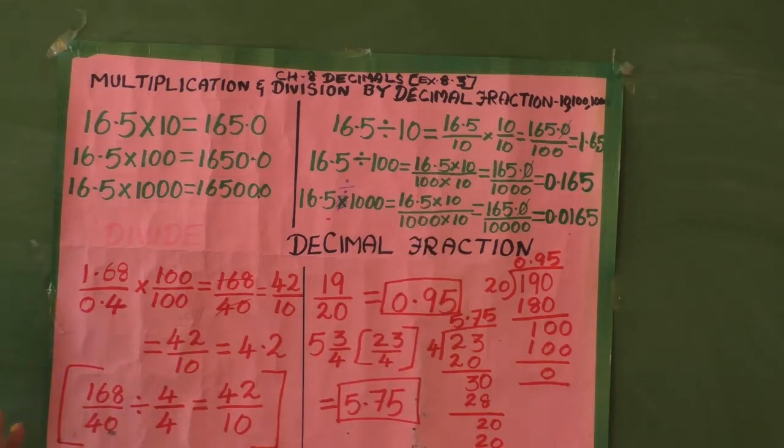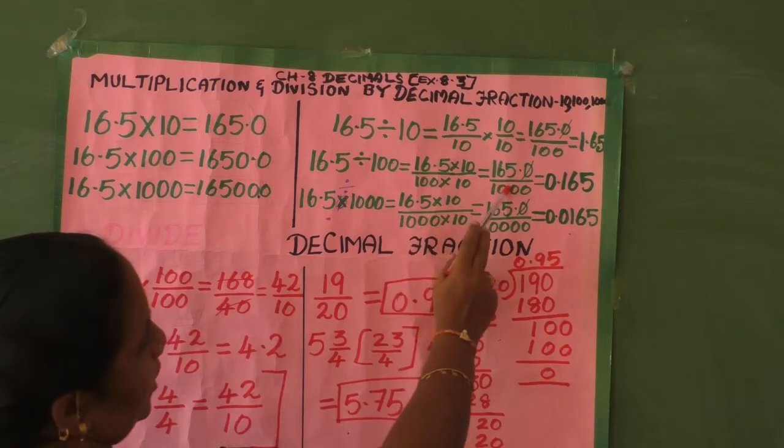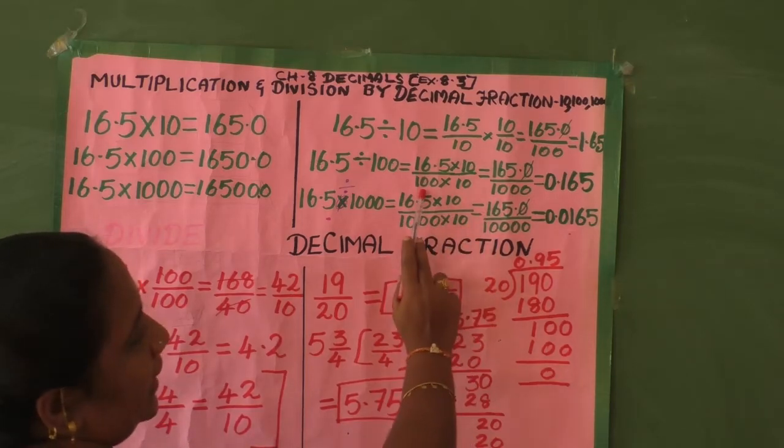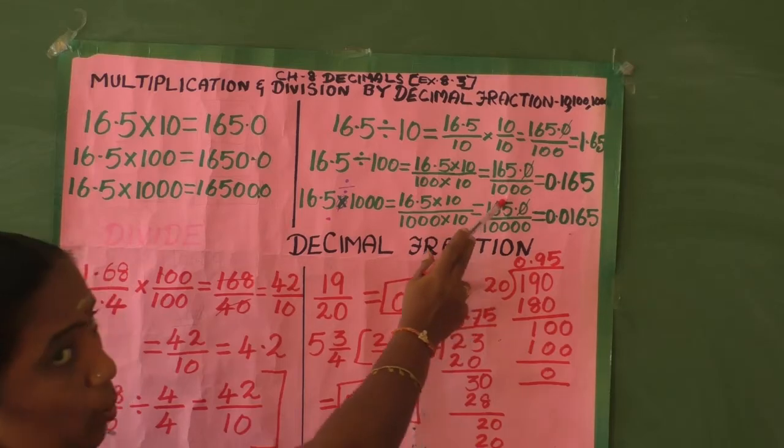Suppose after the decimal point you have 2 places, then we can multiply by 100. If you have 3 places after the decimal point, you can multiply by 1000. Then only you can make a whole number easily. So 10 by 10 means, as usual, 165 by 100. We are going to divide by 100, so 100 into 10 is 1000.